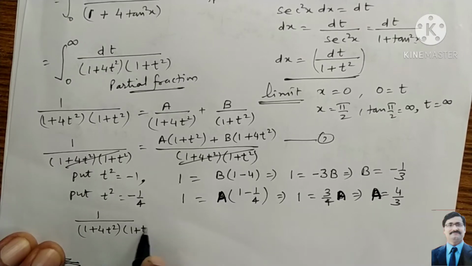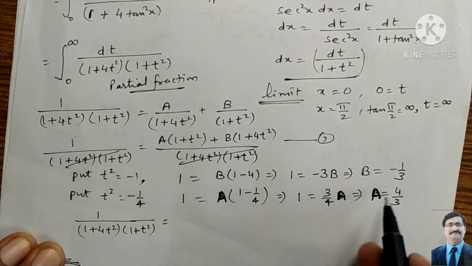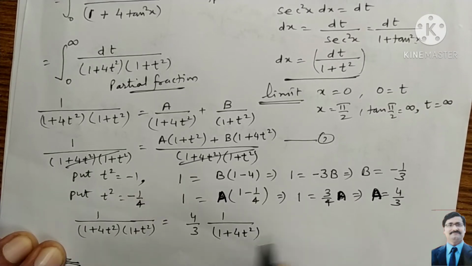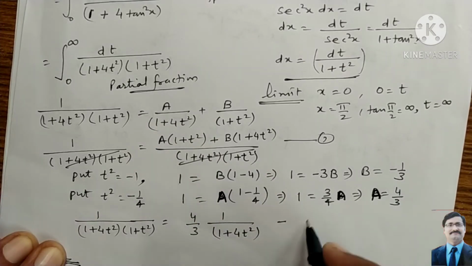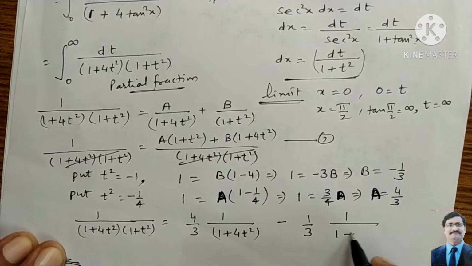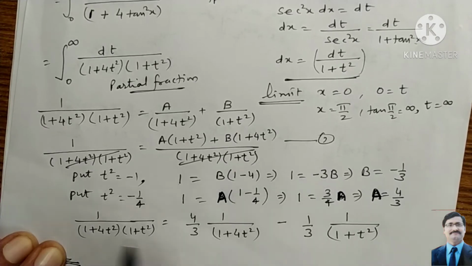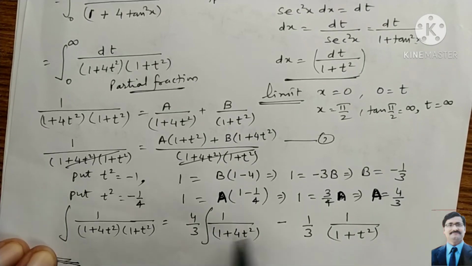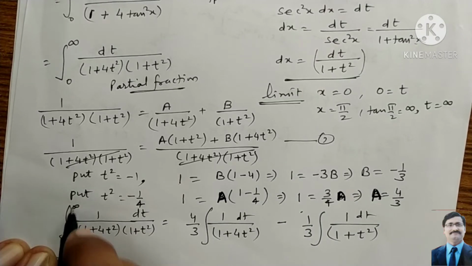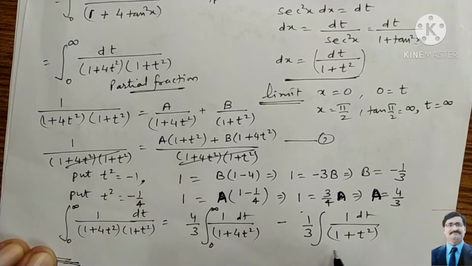This we can write, in place of a we write 4 by 3, 1 upon 1 plus 4t square, and in place of b we can write 1 upon 3, 1 upon 1 plus t square. And now we have to do the integral, and here is dt, here is also dt, and the limit is 0 to infinity.